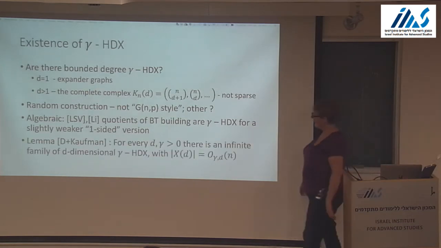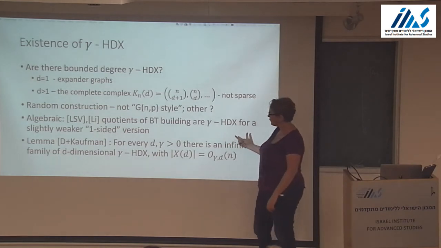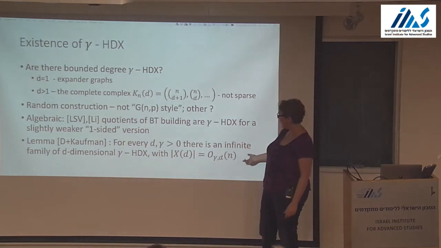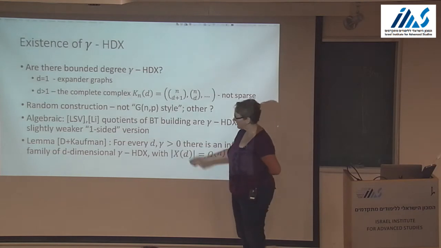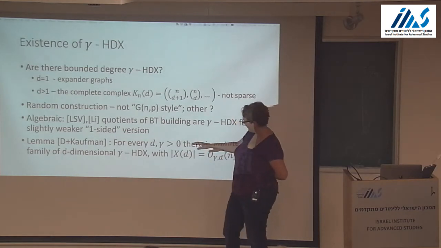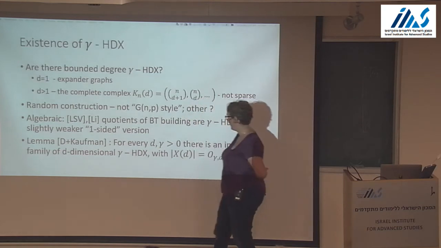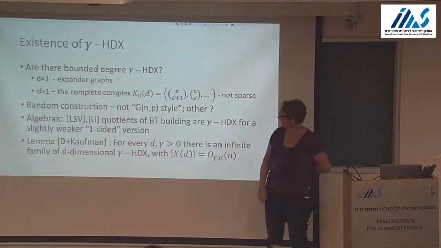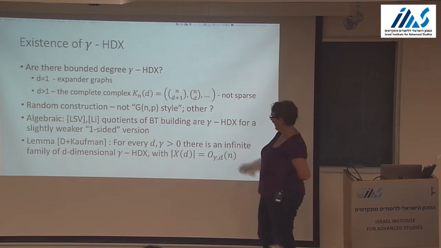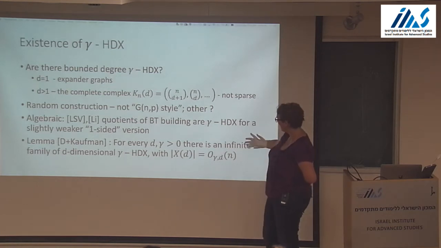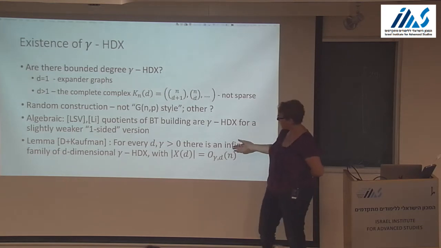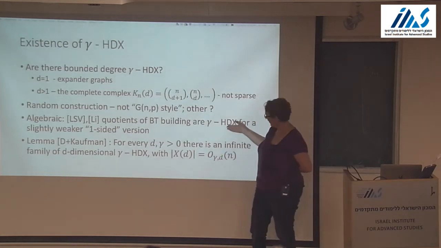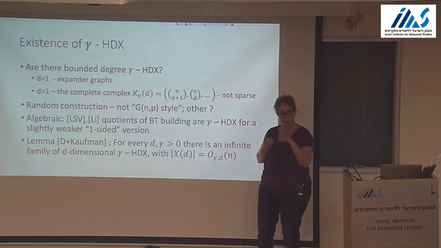Nevertheless, I want to talk about this definition. We have a lemma that says that there's actually an infinite family of graphs that have this two-sided HDX property. The way to do this is a trick: you start with an expander that's a quotient of the building, so you know exactly what the links look like.